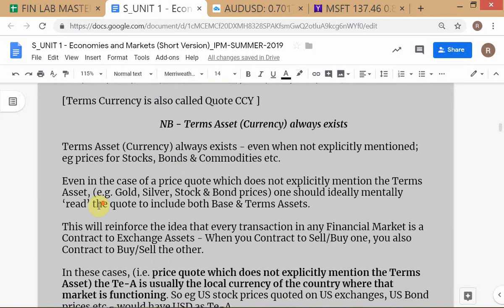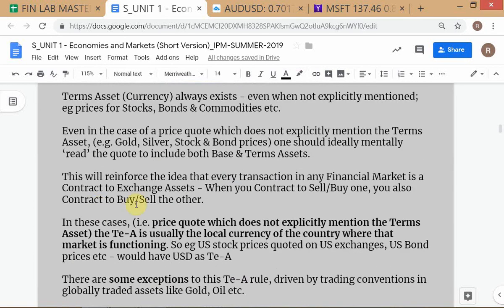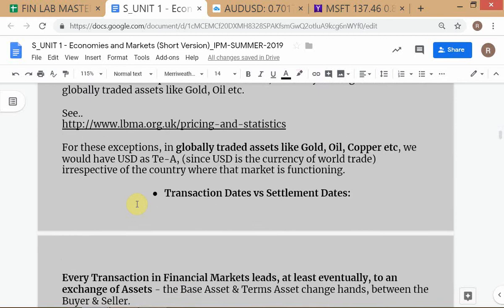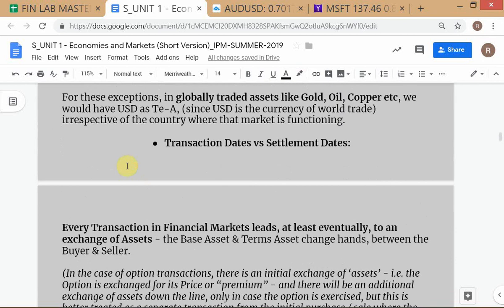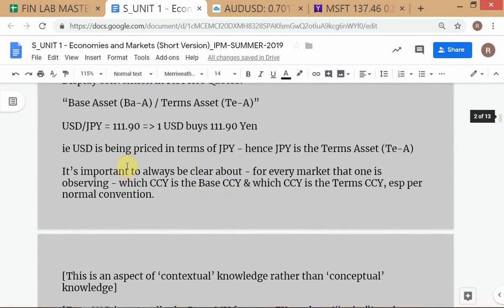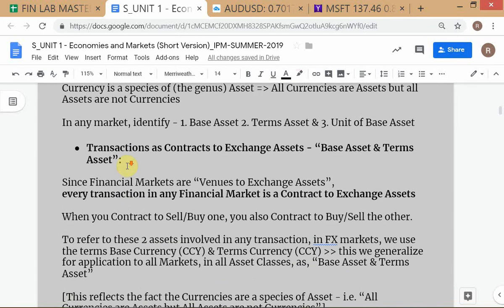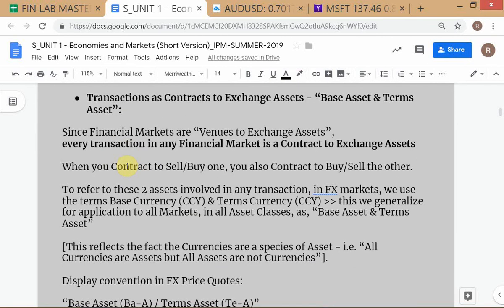So we are covering all this. We've covered all these terms. Okay, exceptions to this rule. Remember that we said every transaction in a financial market is a contract to exchange assets. A market is a venue for exchanging assets. You have a base asset and a terms asset. There are some conventions in every market which determine what is the base asset and what is not. So transactions in the financial market are contracts to exchange assets. You enter into a contractual obligation to sell something and to buy something else.